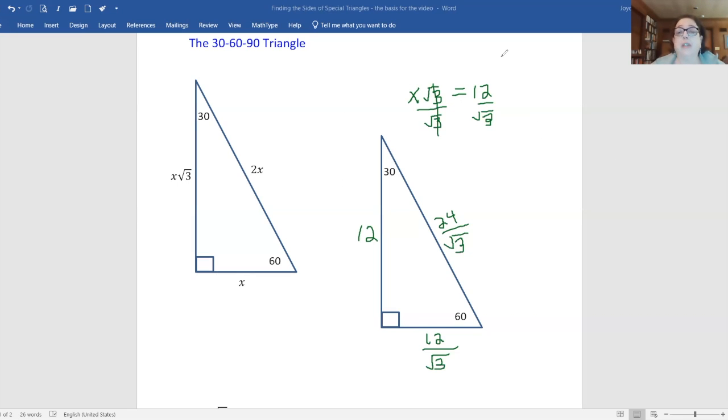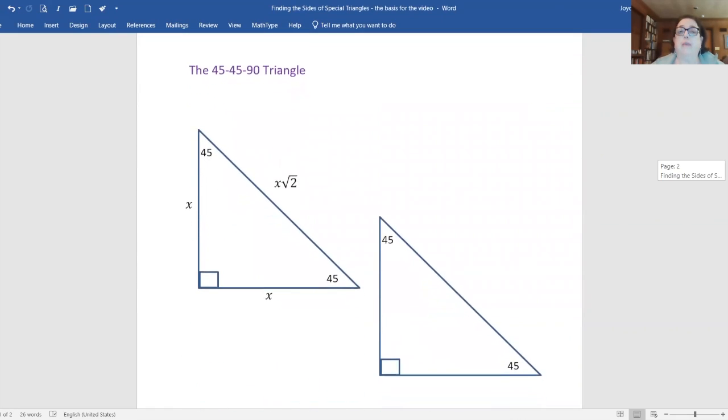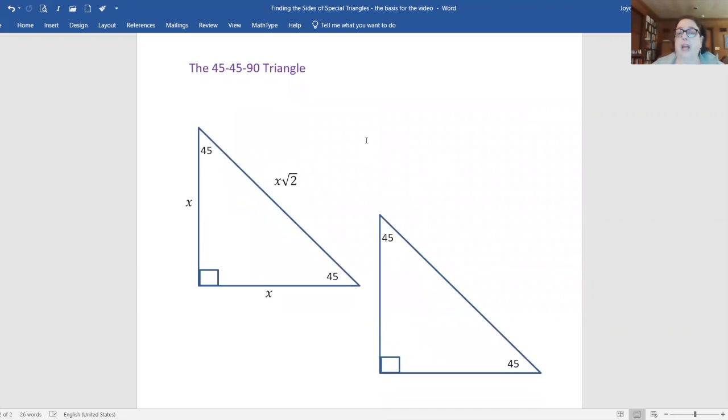Okay, well, the 30, 60, 90 triangle is not the only triangle that we call special. We also have the 45, 45, 90 triangle. This triangle is even easier to understand because this is an isosceles triangle. The base angles are congruent, so the two sides opposite those angles are congruent.